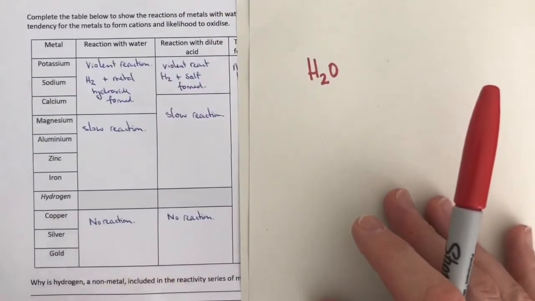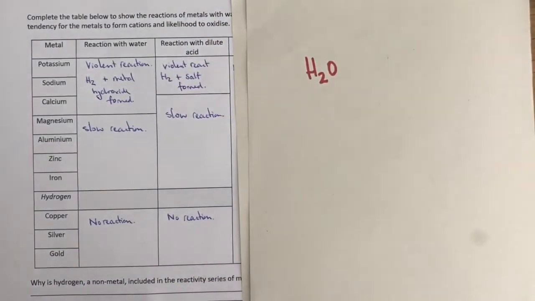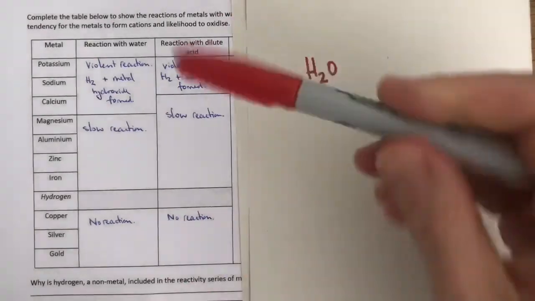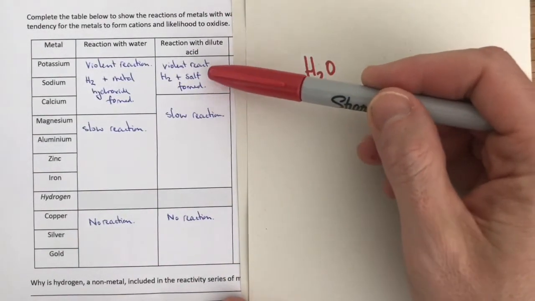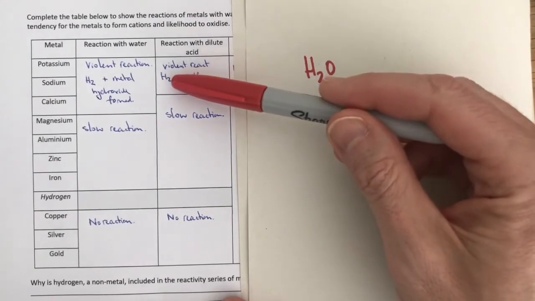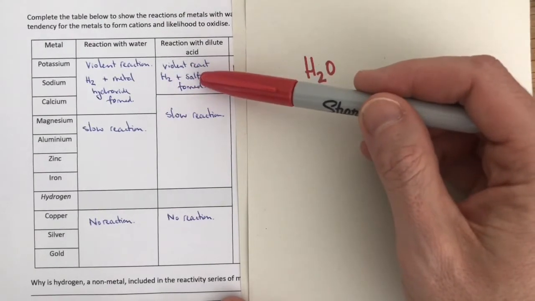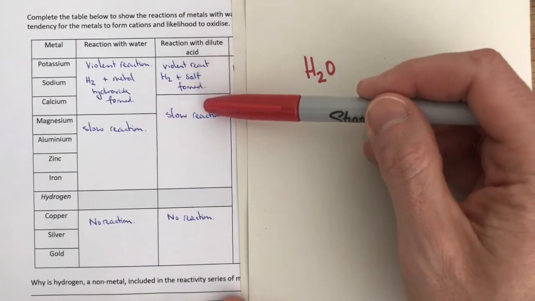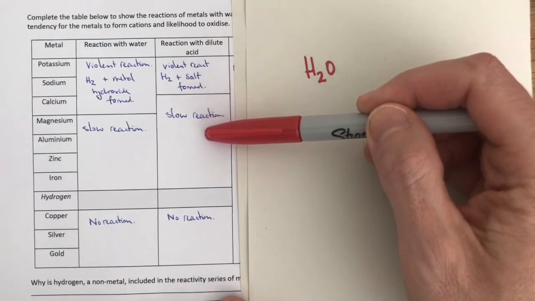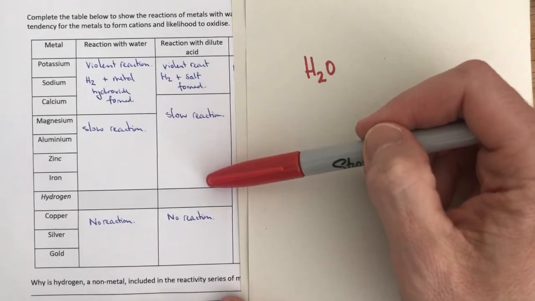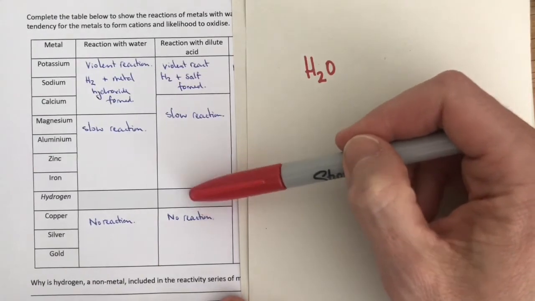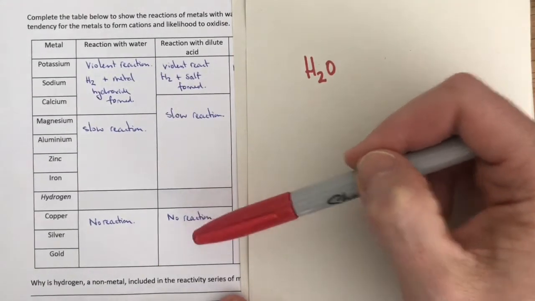Next column, we've got acids. Okay, again, same kind of pattern. The ones at the top of the reactivity series are very vigorous, very violent. They all react to release hydrogen gas, and they make a metal salt. But as you come down, the reaction gets less vigorous, less violent. This middle section here, you can see, is quite a slow reaction. And then again, those below hydrogen will not react at all.